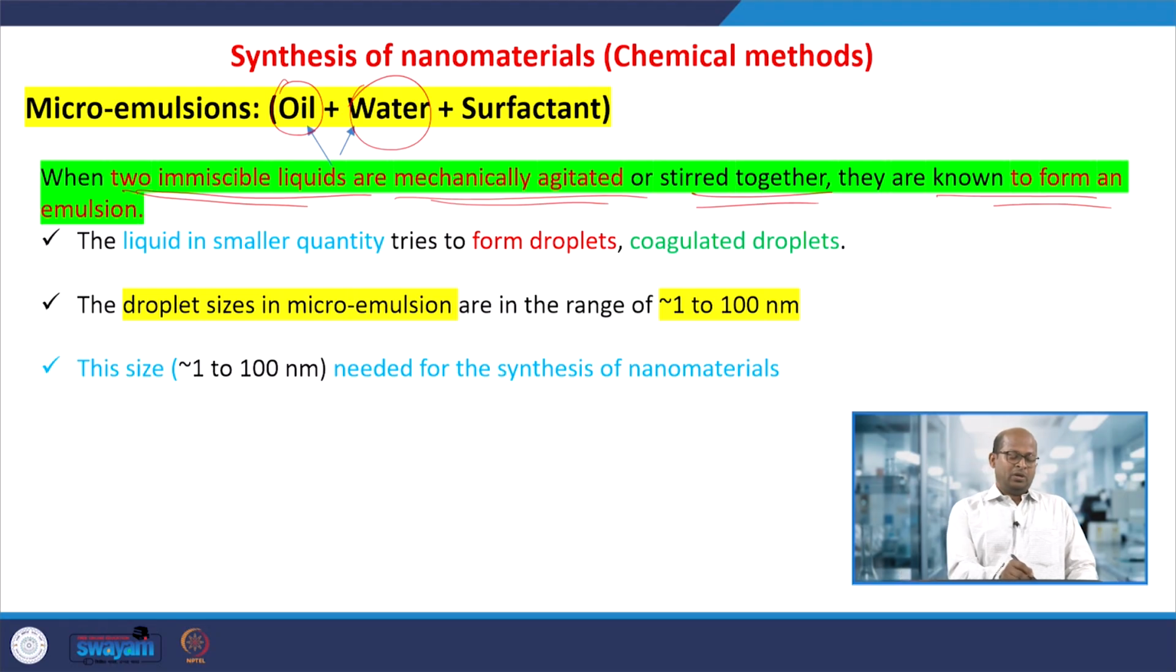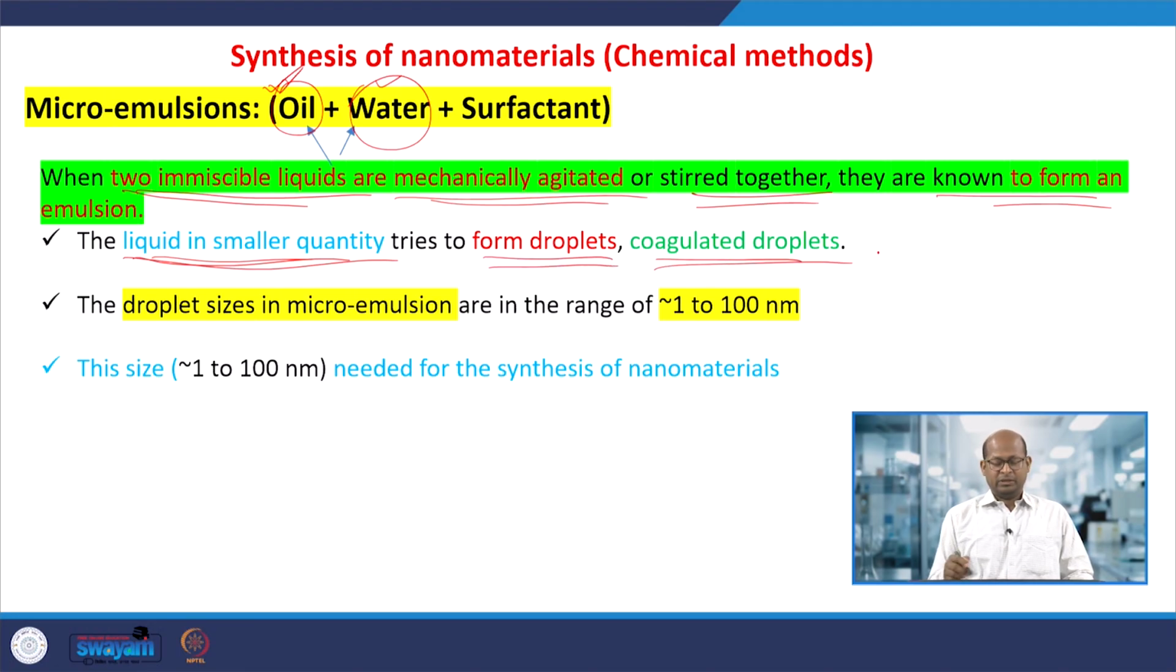See, if there is more oil and less water, or more water and less oil, then depending upon that, different types of emulsions may form. The liquid in the smaller quantity, either oil or water, would form droplets, or coagulate those droplets to form bigger particles.